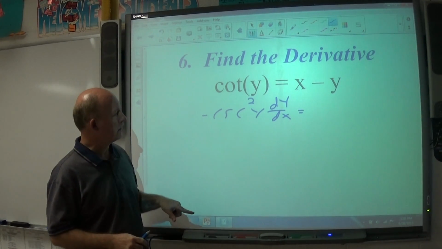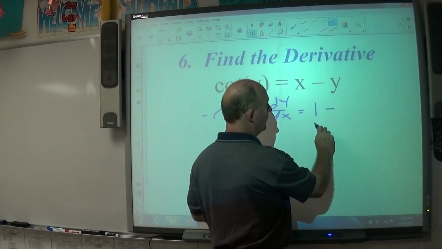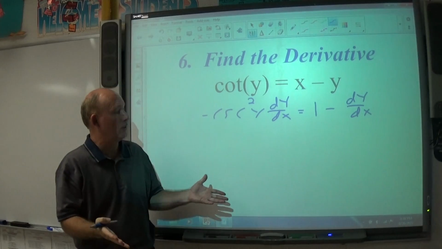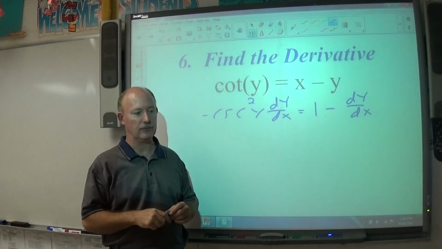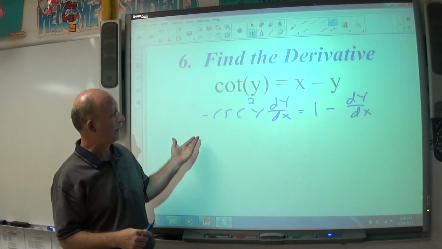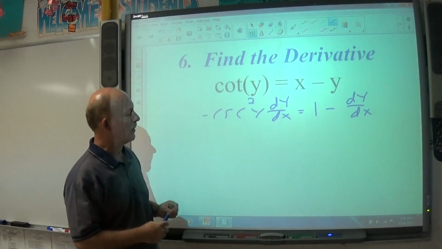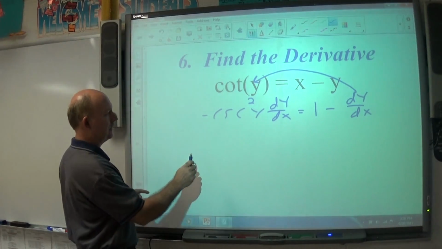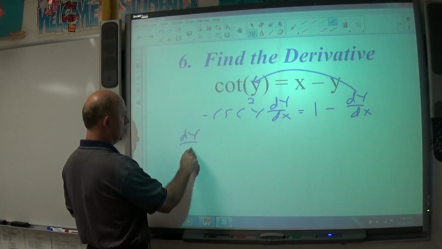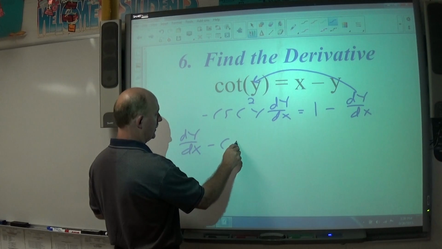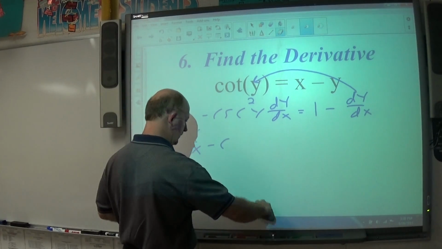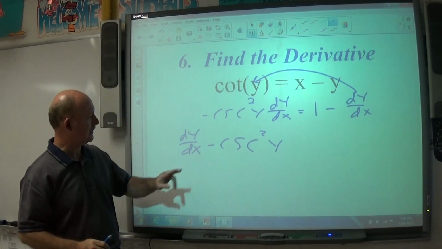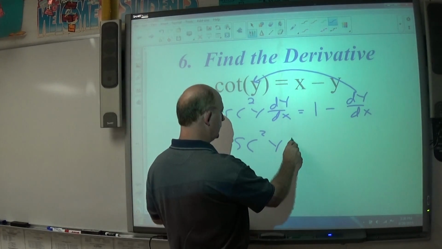Now that'll be equal to, the derivative of x is 1, minus the derivative of y, which is dy over dx. So you're taking the derivative of y with respect to x, which is just dy over dx. Now you'll notice here we've got 2 terms that have dy over dx in them. So we need to move this dy dx term to the left-hand side, and that'll give us negative cosecant squared y times dy over dx plus dy over dx.